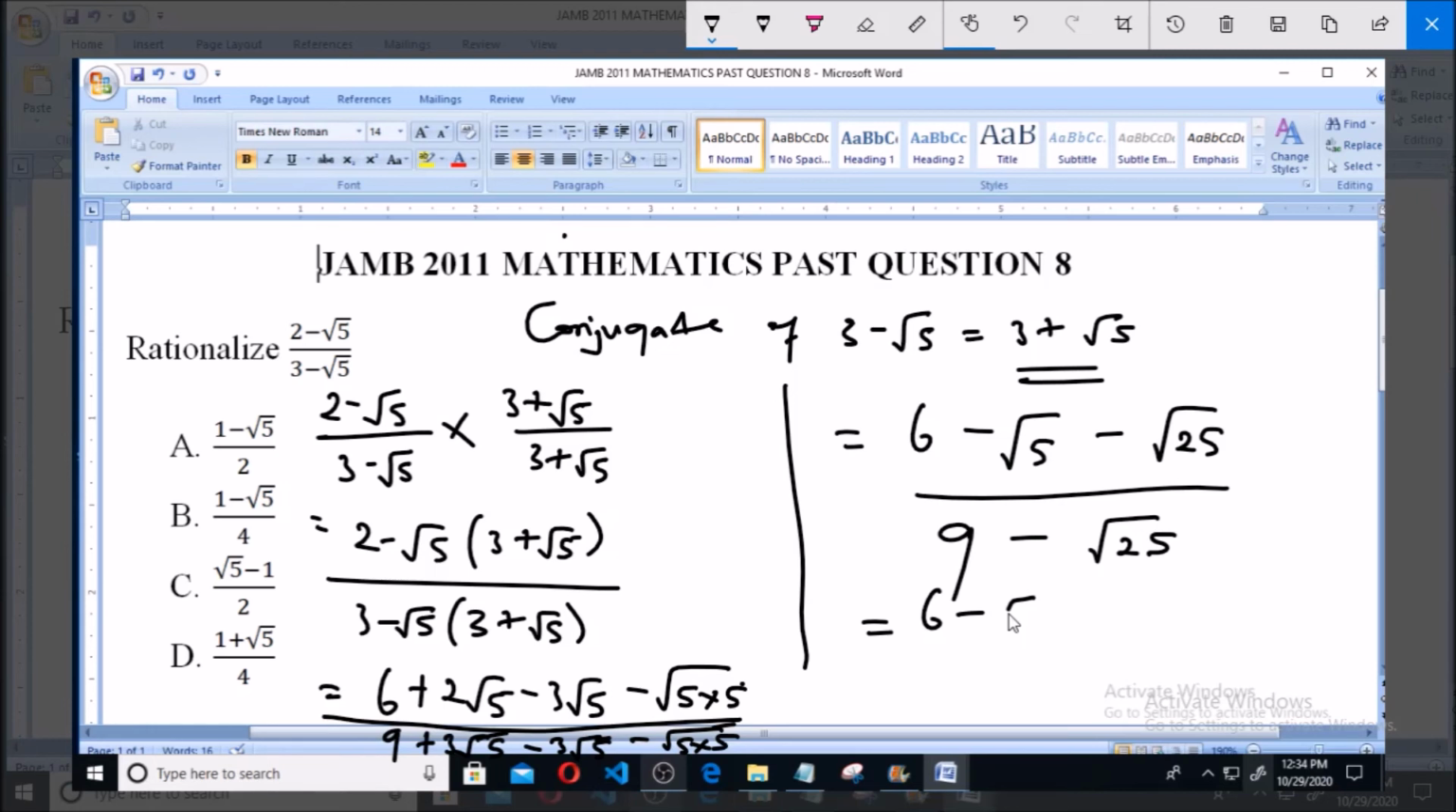minus 5. And this is equal to 6 minus 5 is 1 minus root 5, and 9 minus 5 is 4, all over 4. That's 1 minus root 5 all over 4 is the answer to this question. And looking at this, that is option B, 1 minus root 5 over 4.